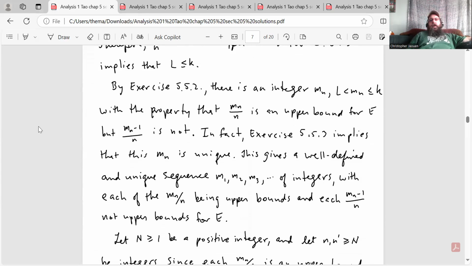All right, there's an integer m sub n, L less than or equal to m sub n, less than or equal to k, with the property that m sub n over n is an upper bound for E, but m sub n minus 1 over n is not. In fact, by exercise 5.5.3, which I won't show again because we just did it, that implies that this m sub n is actually unique. This gives a well-defined and unique sequence m1, m2, m3, ... of integers, with each m sub n over n being an upper bound and each m sub n minus 1 over n not an upper bound for E.